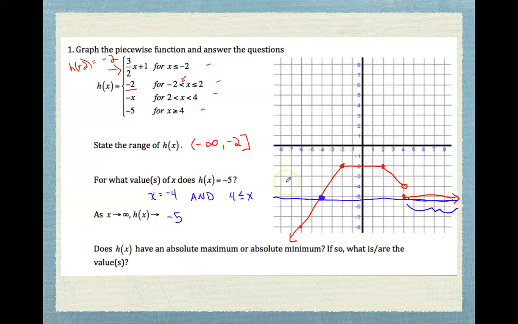Does h of x have an absolute minimum? No. This arrow means it's going down, down, down forever. So the minimum answer is no. Maximum is a little bit more interesting because there is a maximum value. The maximum value is -2, and it occurs on this interval. So we would say it does have a maximum value of -2.